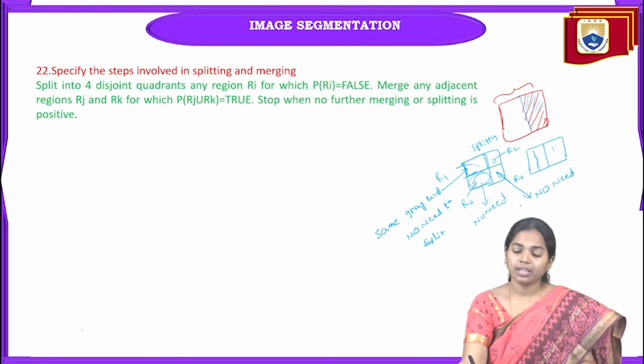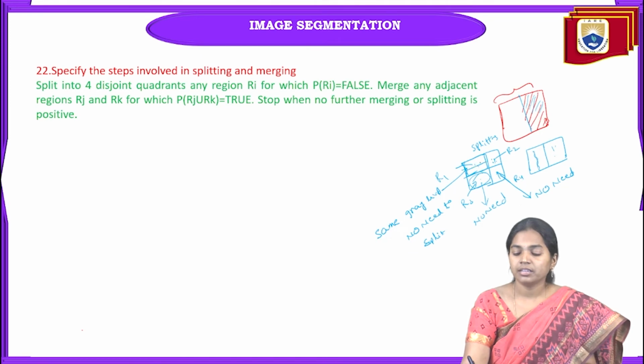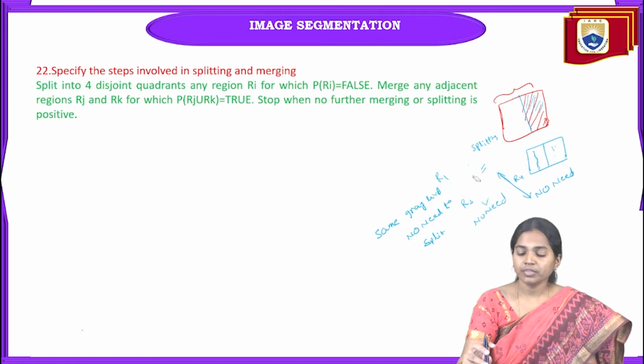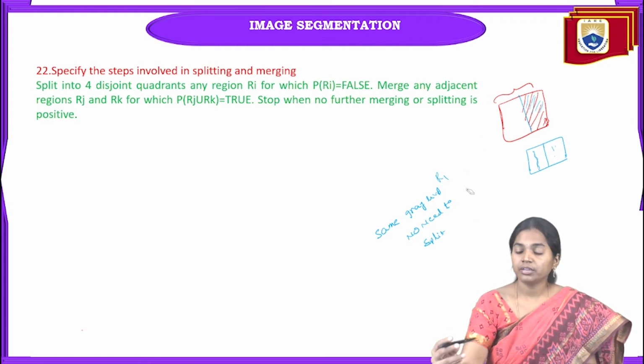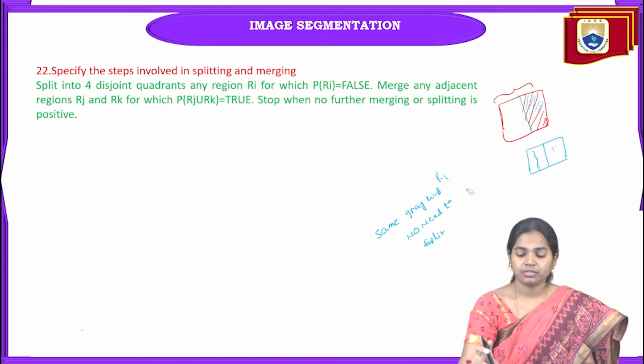For example, if in this region this portion has a different gray level and this portion is different, then again we need to split into 4 parts. Here also we split into 4 parts. Like that, if the condition is possible, then again we split. If it is not possible, splitting is not required, then go to the merge operation.